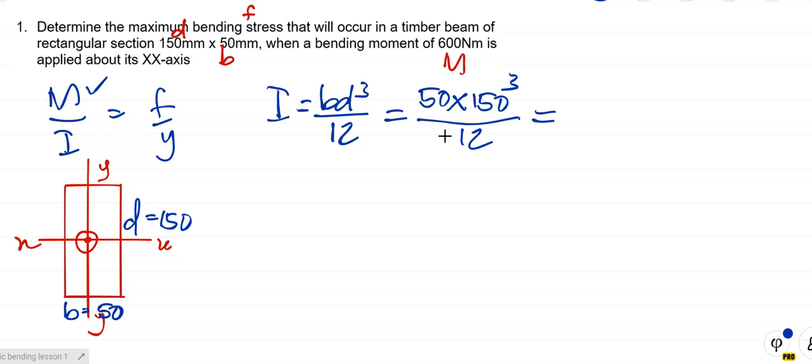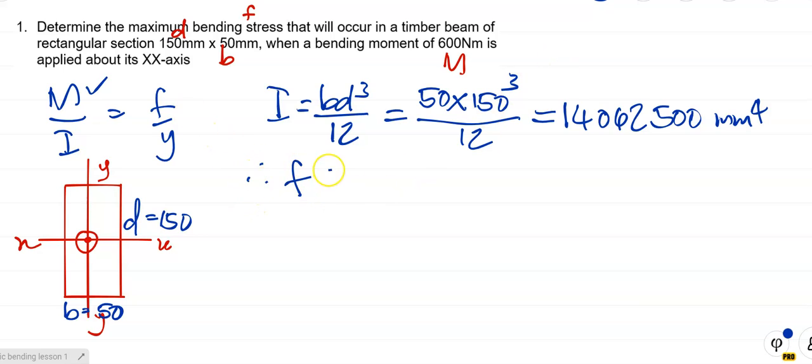And I got 14062500. And what's the units of measurement? Yes, I'm glad you remember. It's millimeters to the fourth. Not centimeters, not millimeters cubed, not millimeters squared, millimeters to the fourth. So therefore, from that, F is equal to M times Y over I.